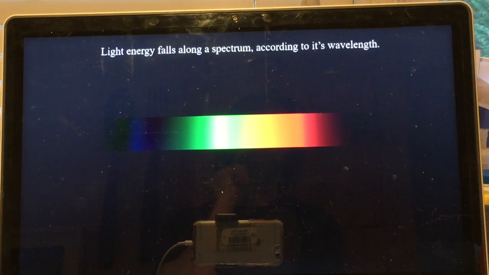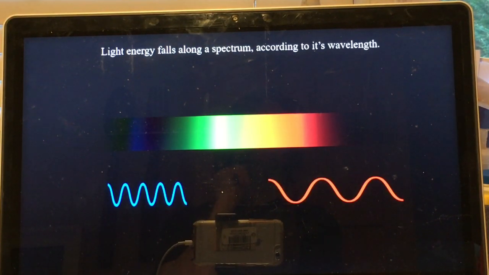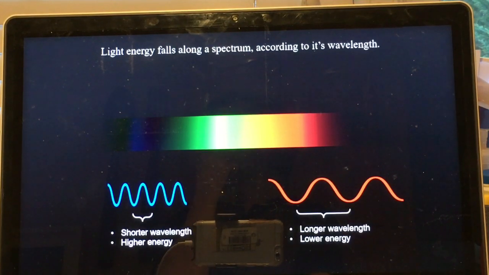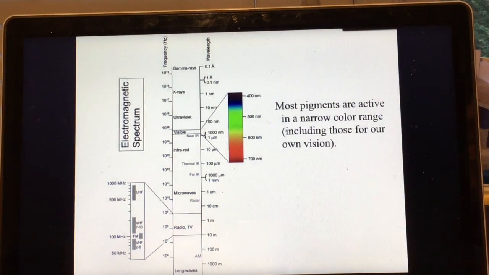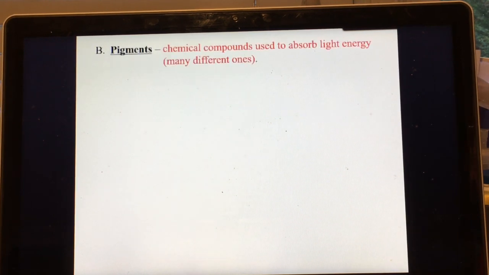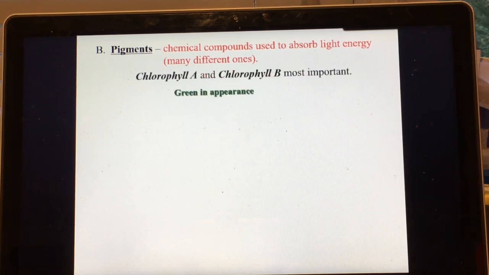So light energy falls along a spectrum according to its wavelength, and shorter wavelength means higher energy and higher frequency, and longer wavelength is less energy. So most pigments are active in a narrow color range, including those for our own vision. A pigment is any chemical compound that absorbs light energy, and there are many different ones. The two most abundant are chlorophyll A and B. And they're the most important.